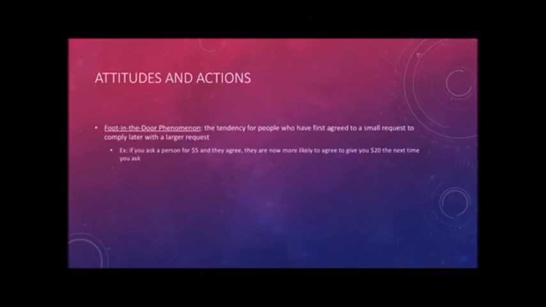So for example, if you ask a person for $5 and they agree to that, they're now more likely to agree to give you $20 the next time you ask, even if you would have asked them for $20 and they would have turned you down. If you then ask for $5 and they accept it, then the next time you ask for $20, they're astronomically more likely to agree. So it's kind of interesting. This can be used for good or evil, and it's had both benefits and consequences throughout history.